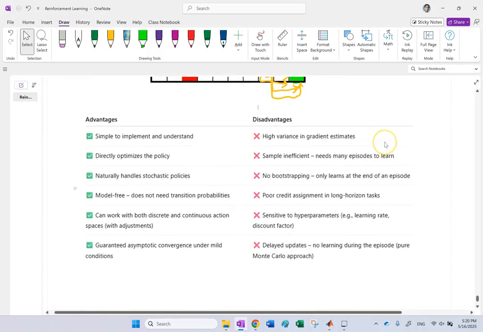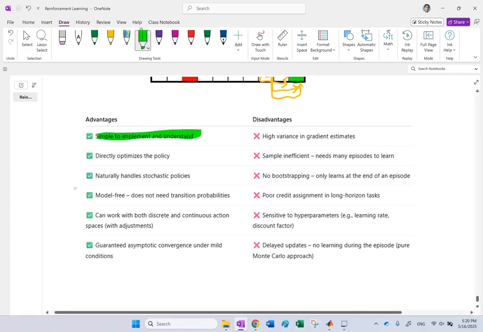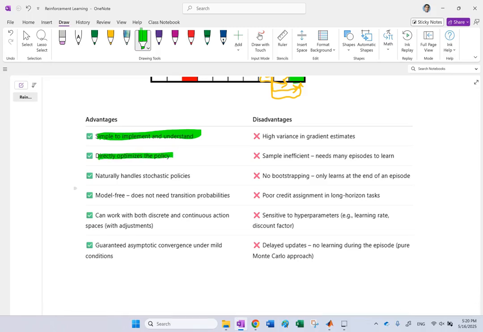So the last thing we need to discuss is the advantages and disadvantages of this algorithm. First of all, it's very simple to understand. It's simple gradient ascent, and it directly optimizes the policy, so you don't need to learn any value function. It's naturally probabilistic. You don't need to know any transition model of the system, so it's model free. It can work with discrete and continuous states, and under some conditions, it can guarantee asymptotic convergence.